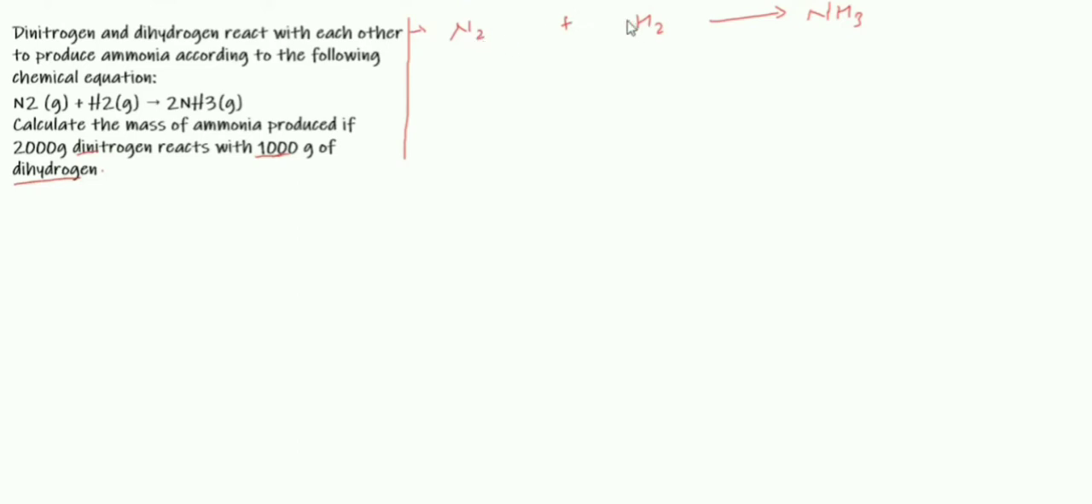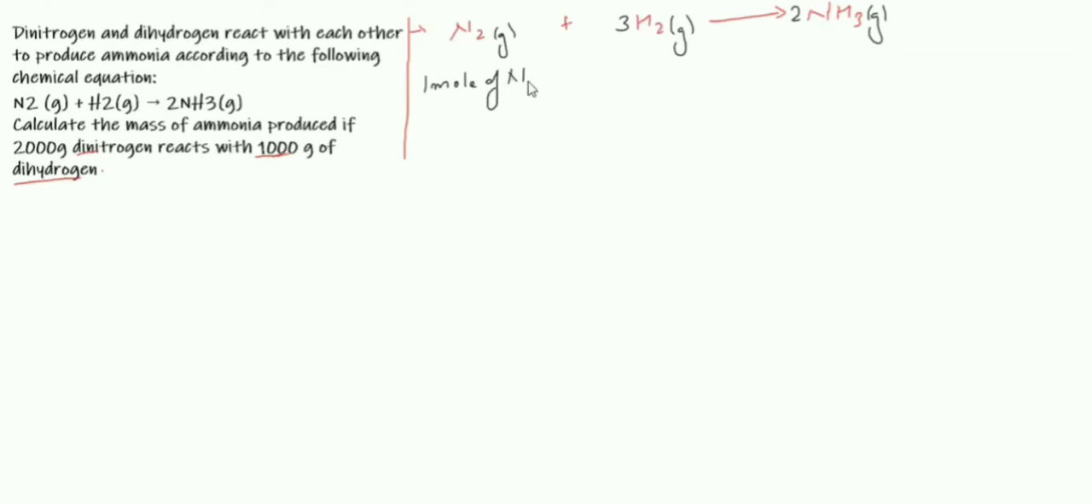To balance this equation, we'll multiply by 3 here and 2 here. That is, N2 reacts with 3 moles of H2 to give us 2 moles of NH3, and the state of all of these is gas. Now let us process the information from the reaction.